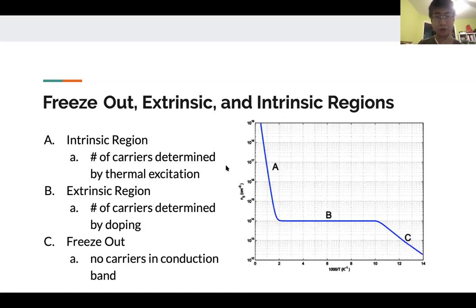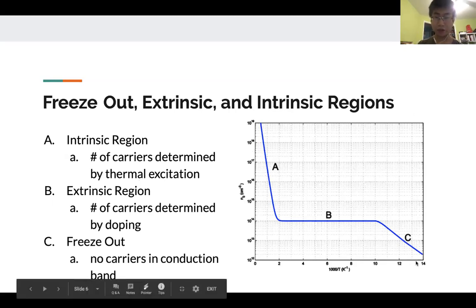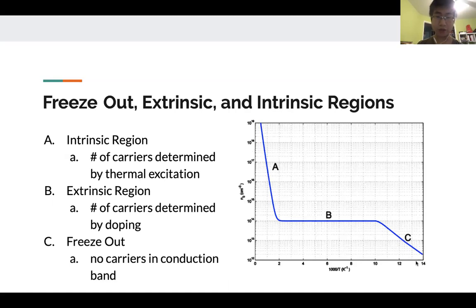So this is the freeze-out, intrinsic and extrinsic regions. The number of carriers in the intrinsic region is determined by thermal excitation, while in the extrinsic region it is determined by doping. And in the freeze-out, the temperature gets so cold that there just aren't any carriers in the conduction band.